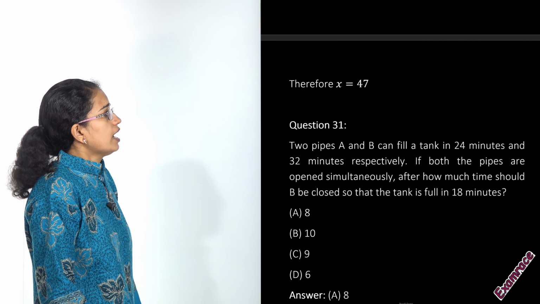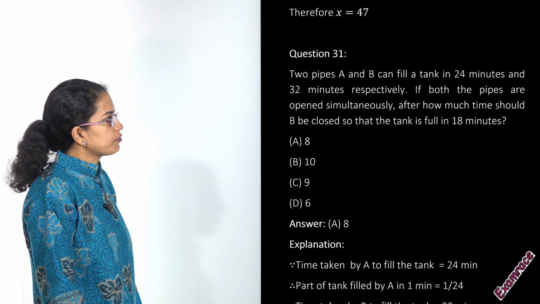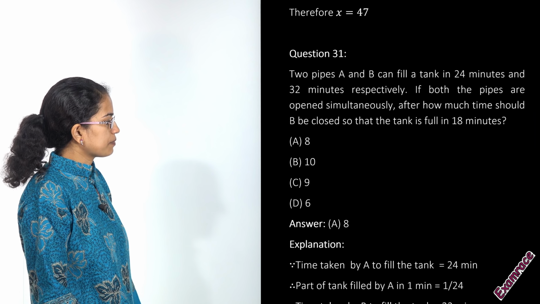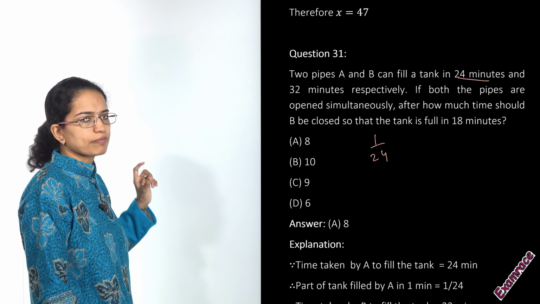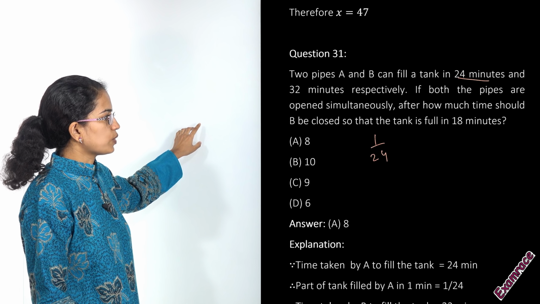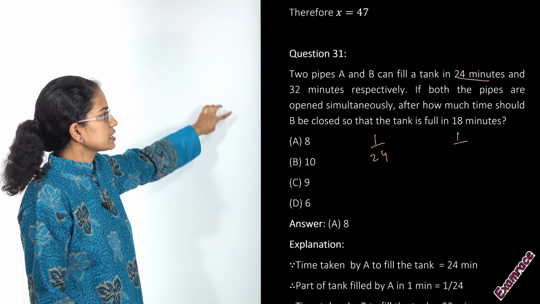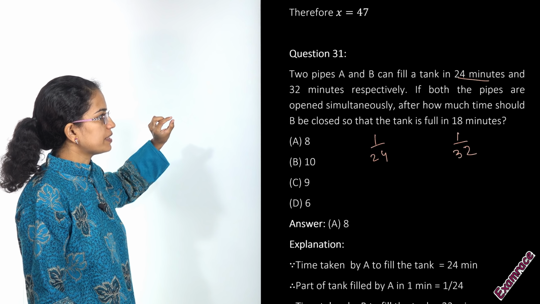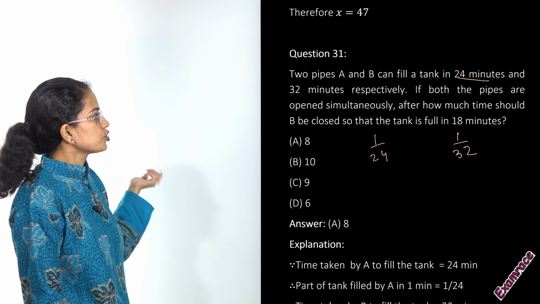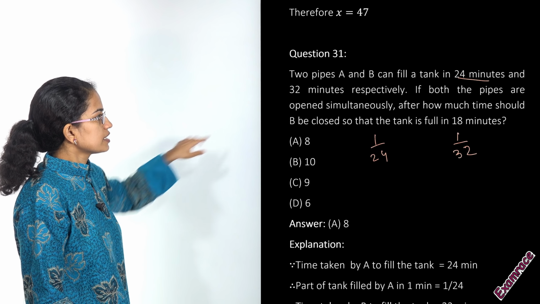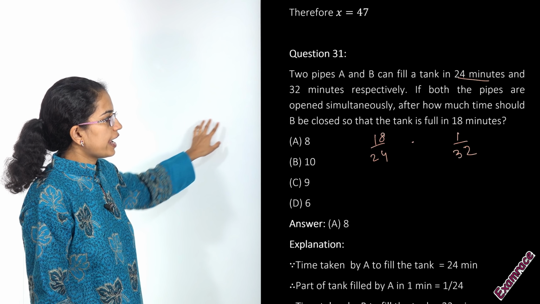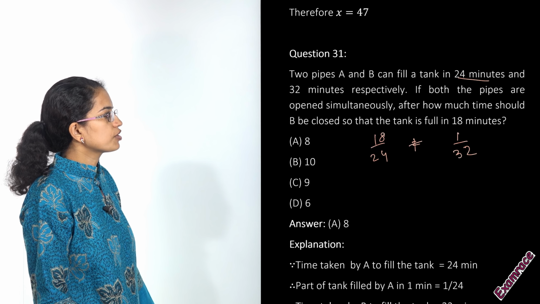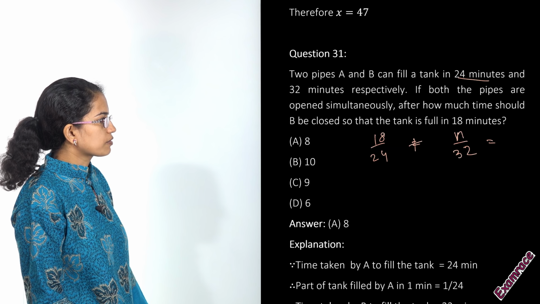Now here, one pipe can fill a tank in 24 minutes, so the time taken to fill the part in 1 minute is 1/24. For the second case, it's 1/32. Now in the first case, if both the pipes are opened simultaneously, after how much time should B be closed? So if it is there for 18 minutes, the next one would be there for n by 32 minutes it would fill the tank. So I have to calculate simply n.